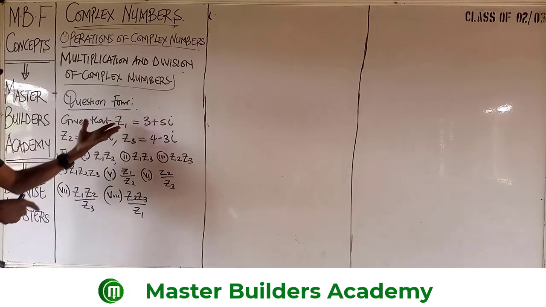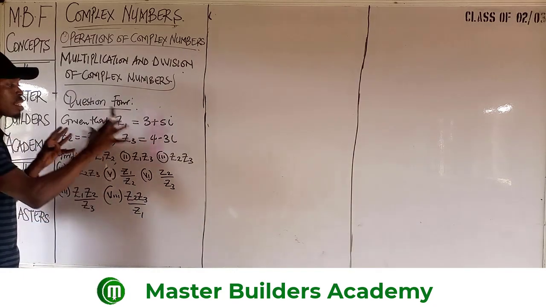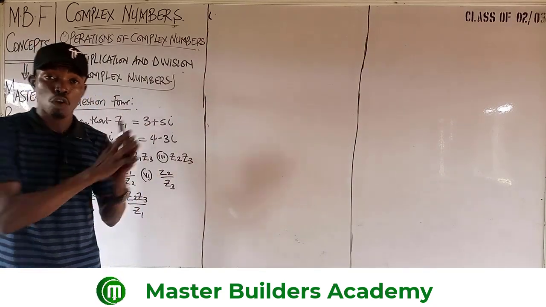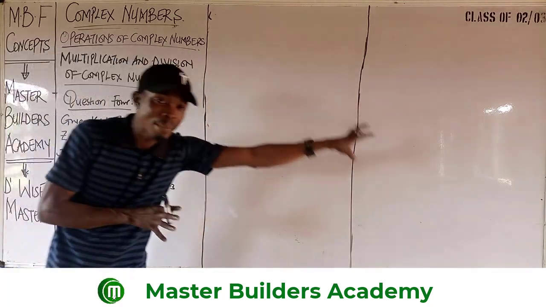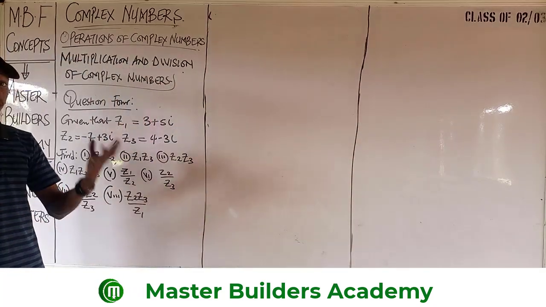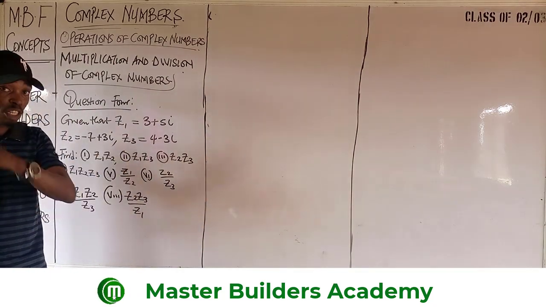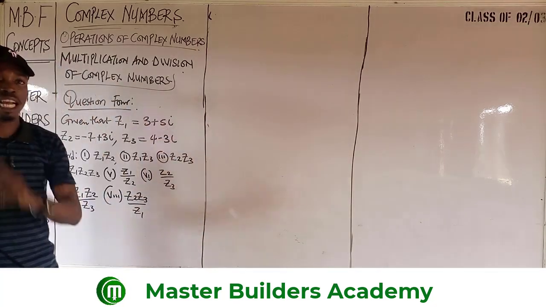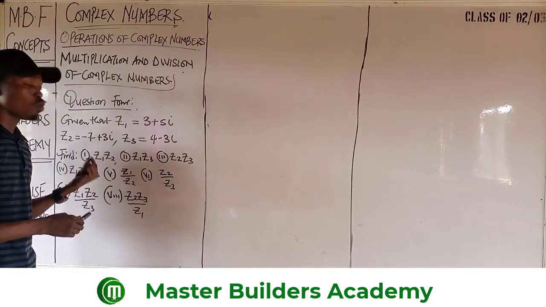Alright, so now we have question number 4, and we are given that Z1 is equal to this, Z2 is equal to this, Z3 is equal to this. These are the same complex numbers that were given while we were dealing with addition and subtraction of complex numbers, but we are to perform different tasks with the same complex numbers. In the first question, we were adding and subtracting them, but now, as you can see, the first question is find Z1 Z2.